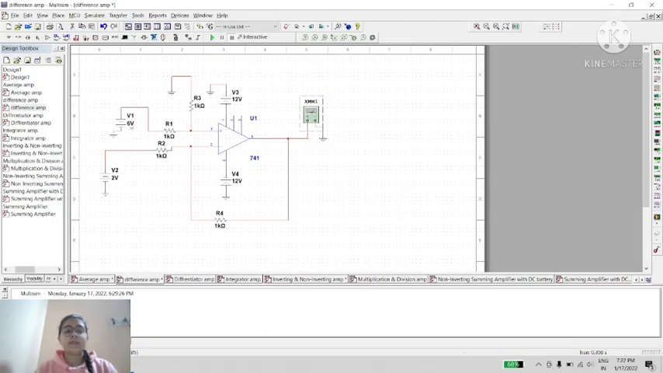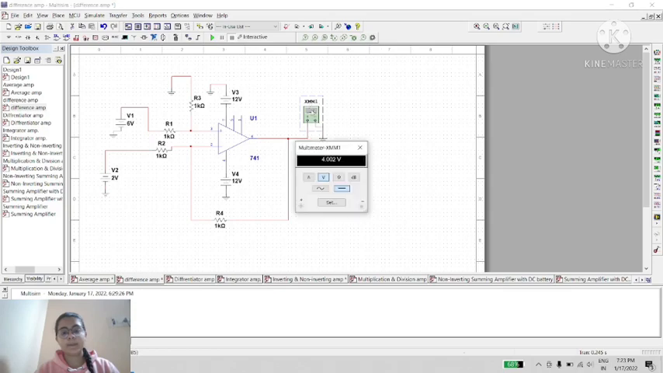We have given 6 voltage to the non-inverting terminal and 2 voltage to the inverting terminal. So by formula we can say that 6 minus 2 equals 4 voltage. So output should be approximately 4 voltage. 4.002 voltage. This is the circuit of the subtraction amplifier.